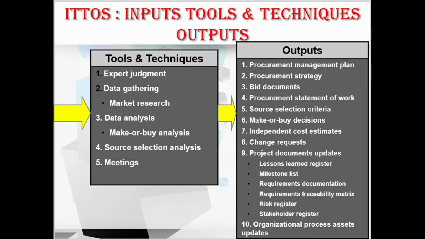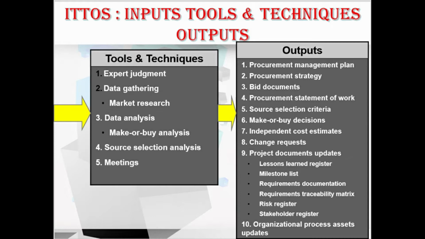Coming to the outputs, we have the procurement management plan, which is an important one, and we have the procurement strategy, the bid documents, the procurement statement of work, source selection criteria, make or buy decisions, independent cost estimates, change requests, and the project document updates, which contain the lessons learned register, milestones list, requirements documentation, requirements traceability matrix, risk register, and stakeholder register. And at last we have the organizational process assets updates. So these are the inputs, tools and techniques, and outputs.